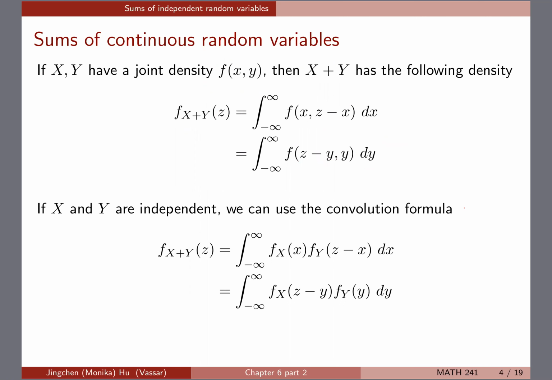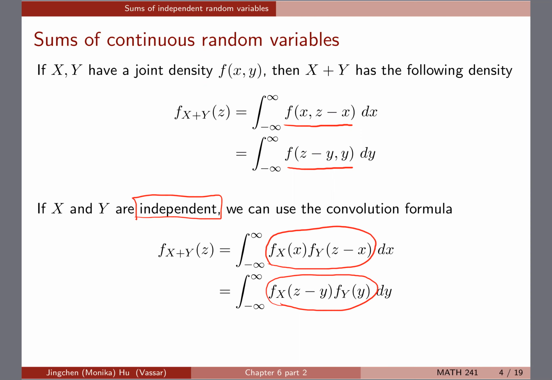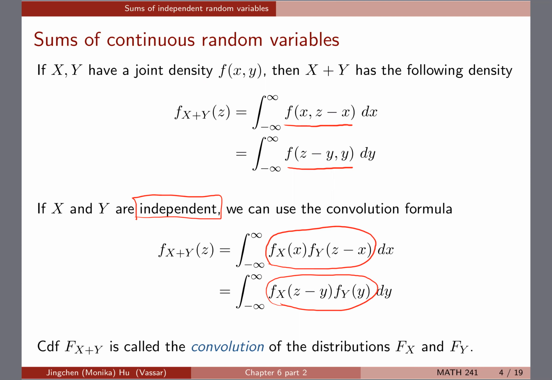When you have a special case of X and Y being independent, then you can use what we call the convolution formula. It's very similar to what we had before in some sense, but we're replacing the joint with the product of the marginals, because they are independent, as we covered before. And we call this, the CDF F of X plus Y, the convolution of the distributions, the CDF of X and the CDF of Y. So notice how these two are linked. We simply replace the joint with the product of the marginals because we have independence.